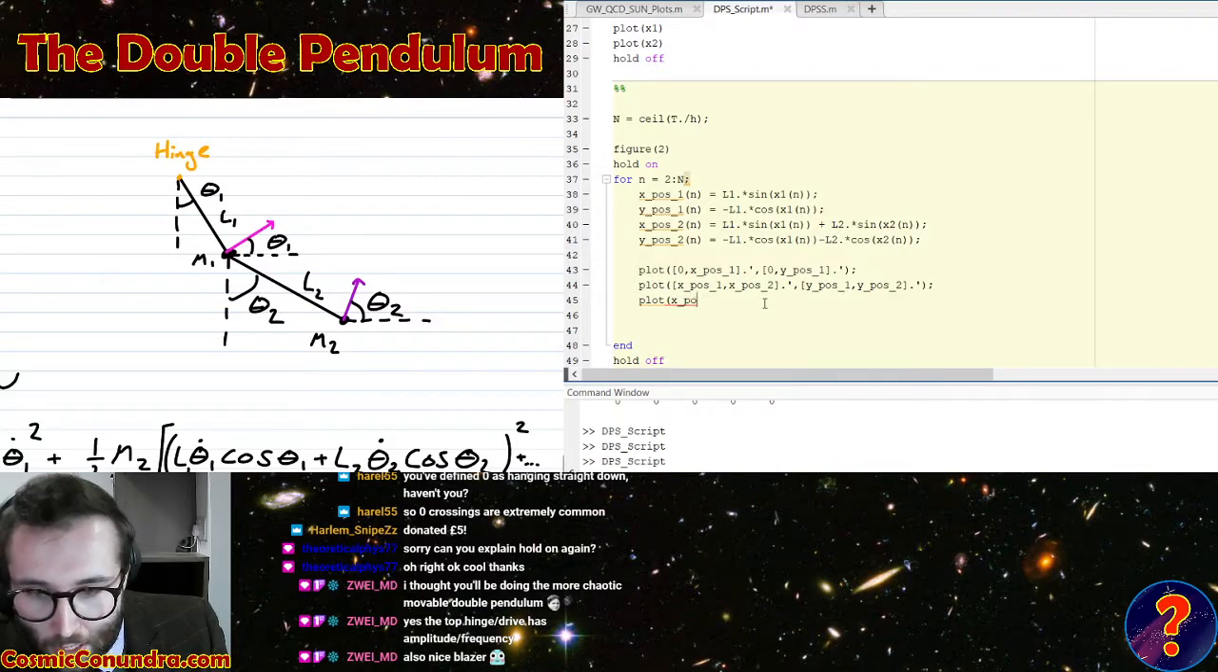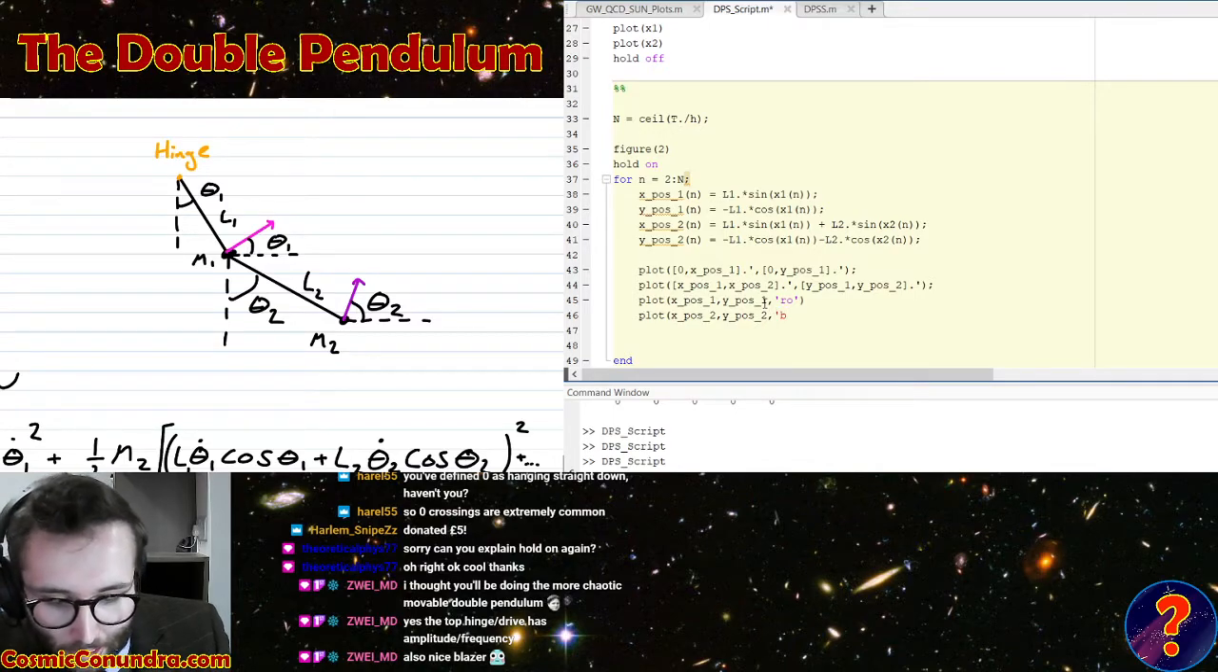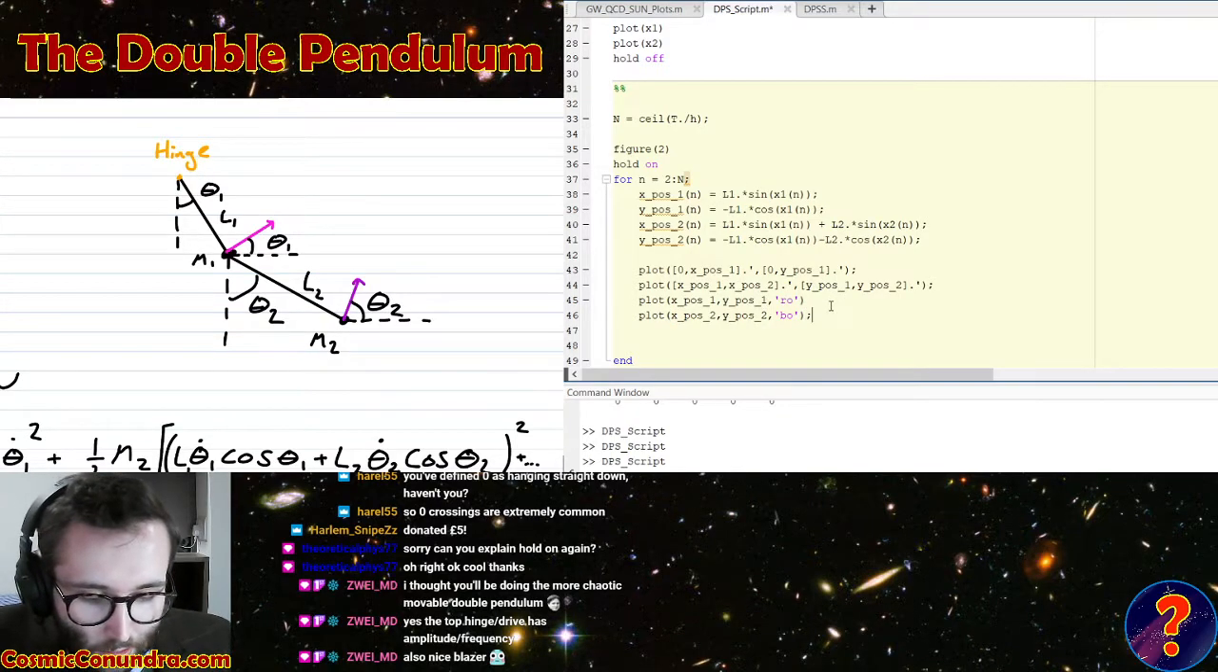So at the end of each pendulum, x pos 1, y pos 1, and I'm going to make this bob red and make it out of a little circle. And I'm going to do the same thing for the other particle, the second mass. And if you like, I can make this one blue. This will be a little blue bob on the end. Okay, that all looks all right to me.